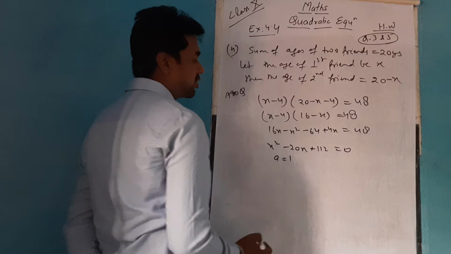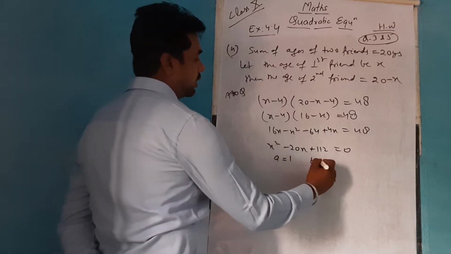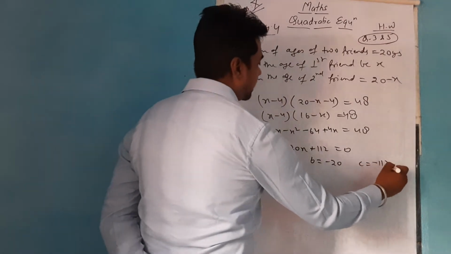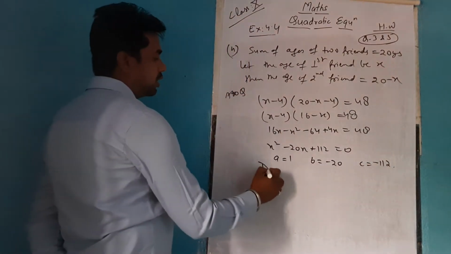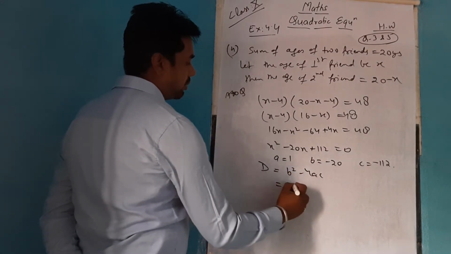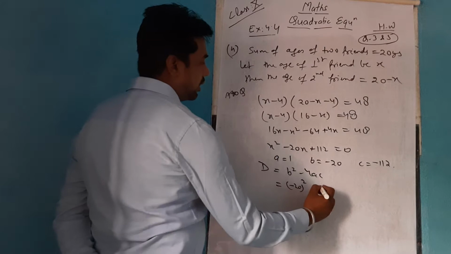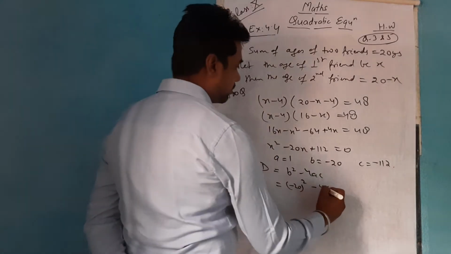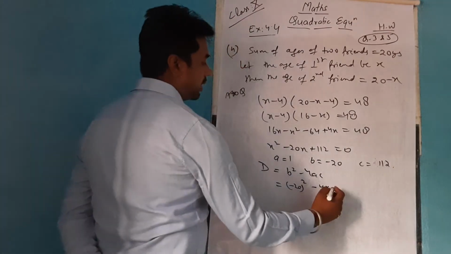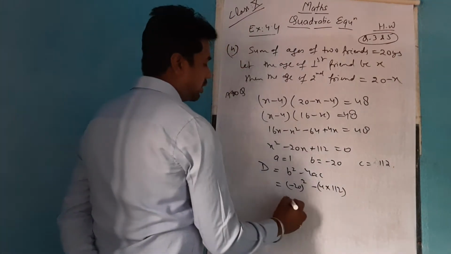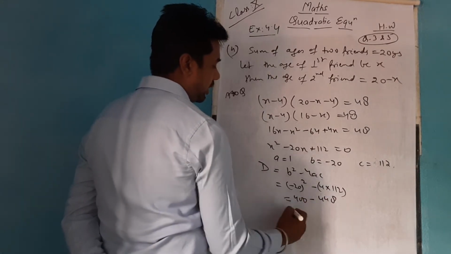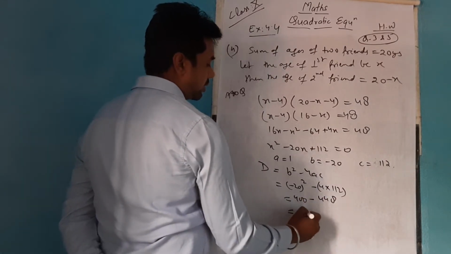Comparing with the standard equation ax square plus bx plus c, the value of a is 1, b is minus 20 and c is 112. The discriminant D is b square minus 4ac, that becomes (minus 20) square minus 4 into 1 into 112. So that becomes 400 minus 448, and the value is coming as minus 48.